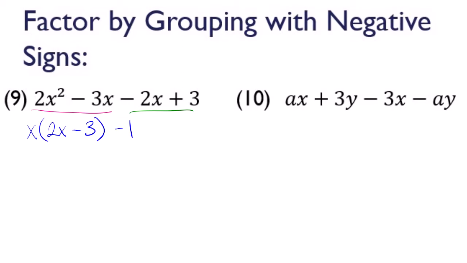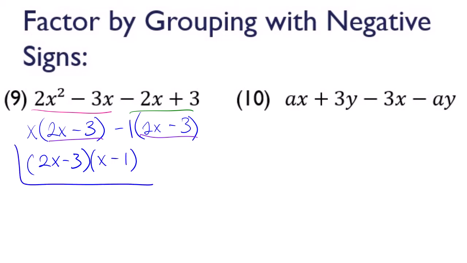And what that'll do is when I divide negative 2x by negative 1, I'll get positive 2x. And when I divide 3 by negative 1, I'll get negative 3. All right, so now we see that this matches up with this. And so now we're in business, right? So we can take the 2x minus 3 out, and we can leave the x minus 1 on the inside. All right, so that's how it's done when you have a negative there in the middle.